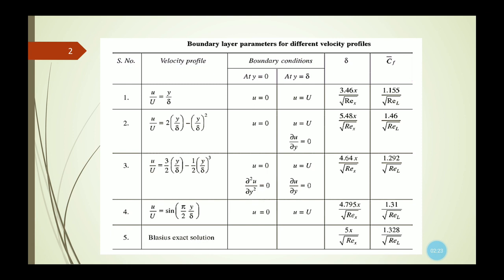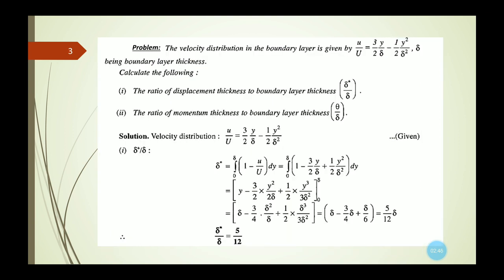There are different thicknesses regarding this concept of boundary layer, like the boundary layer thickness, which is delta, then the displacement thickness, which is delta star, then the momentum thickness and energy thickness, and they have their own formula. Those formulas also we need to remember to solve different numericals. So this is the first numerical.